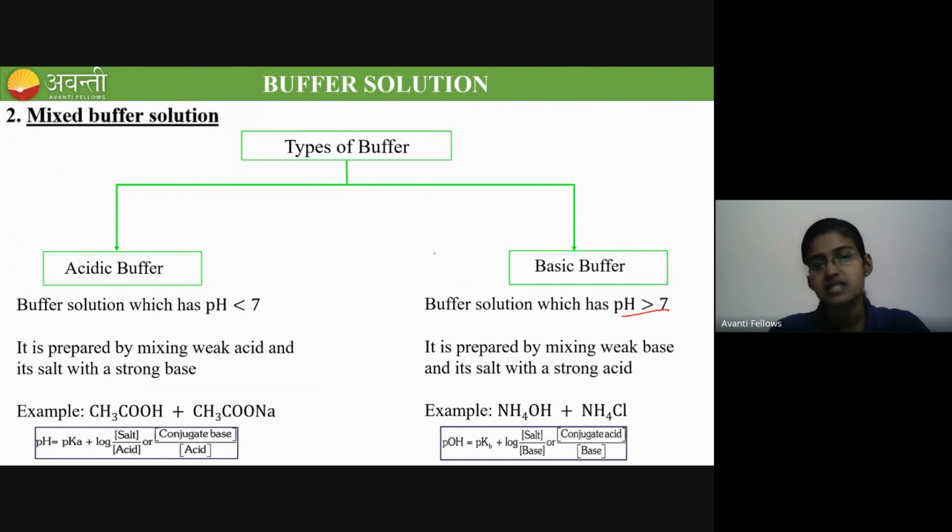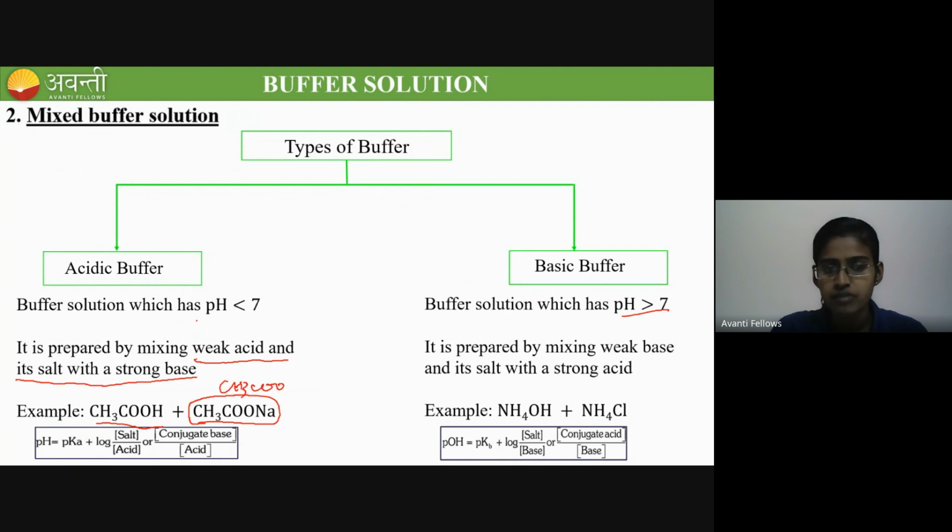Acidic buffer is a combination of weak acid and its salt with a strong base. Very, very important. Okay, acidic buffer is prepared by mixing a weak acid and its salt with a strong base. You see the example here. Acetic acid is a weak acid and it has a salt. And this salt has been formed from weak acid and strong base.